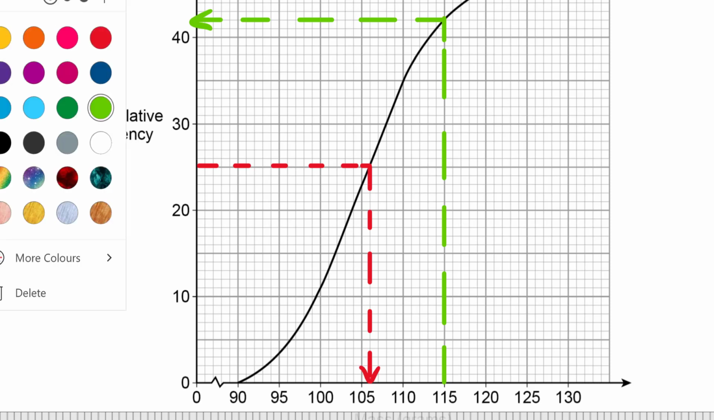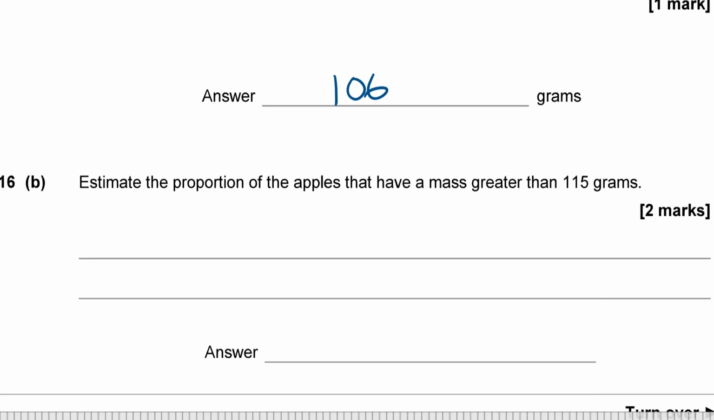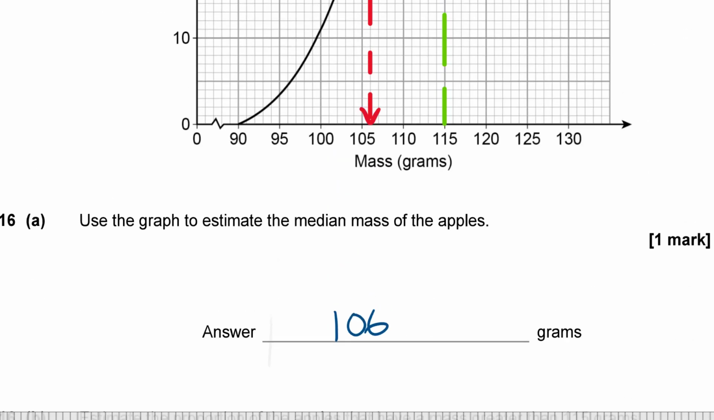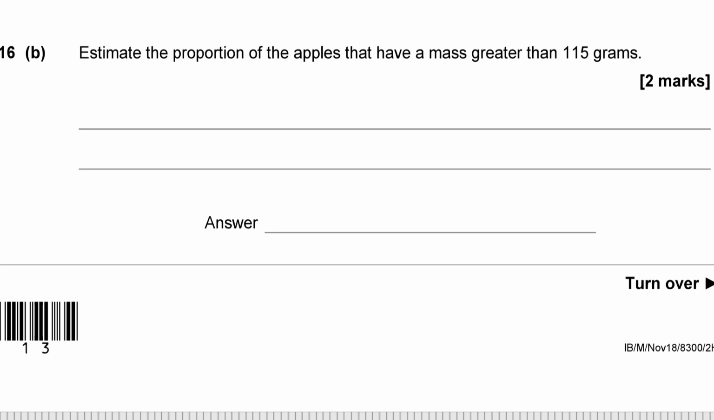Okay, so that value there is 42, but is that the answer to my question? It says estimate the proportion of apples that have a mass greater than 115 grams. This actually tells me that there are 42 apples that have a mass of 115 grams or less. So this tells me kind of this area down here actually. I don't want that area though. I want to know how many apples are more than that. So I have to take 42 away from 50, and that will tell me how many apples are greater than that weight. So 50 subtract 42 is my answer, which is 8 apples.